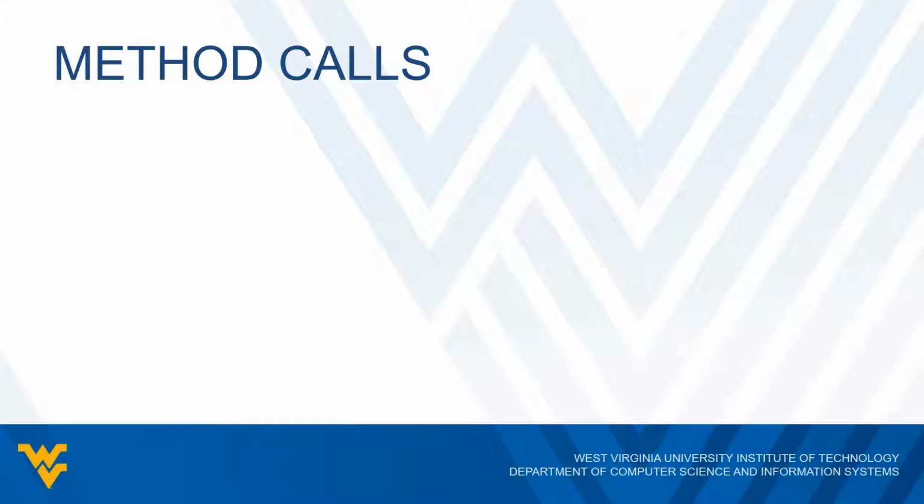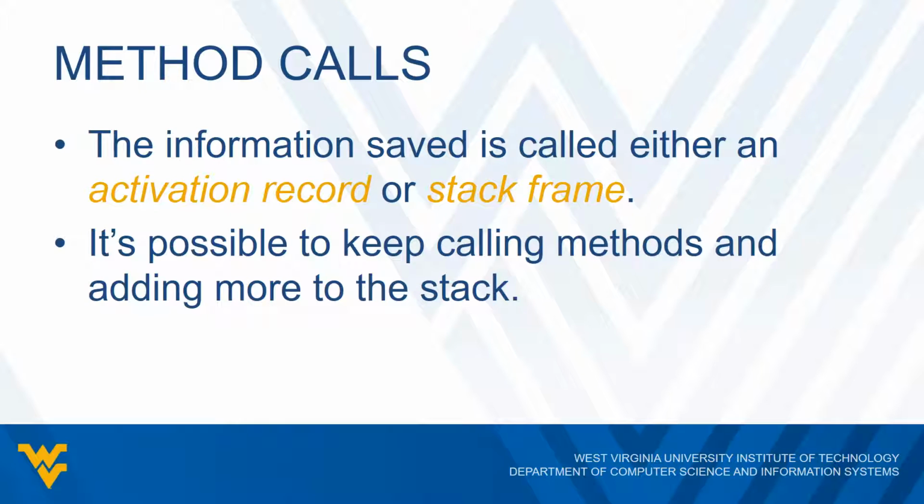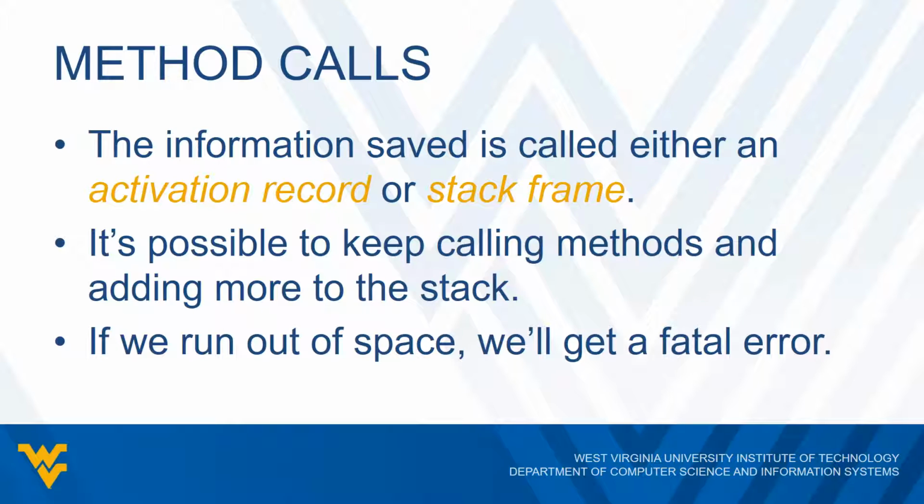The information that we save in this case is what we call either an activation record or a stack frame. Every time we make a method call, we can store more and more information. This means it is possible to keep calling methods and keep adding more information onto the stack. The problem is that the stack has a finite amount of space, so if you keep calling a method forever, you're going to run out of stack space. If that does happen, we will get a fatal error. The system will crash, usually with a stack overflow error or stack overflow exception, which simply means you called too many methods and you can't store any more information.